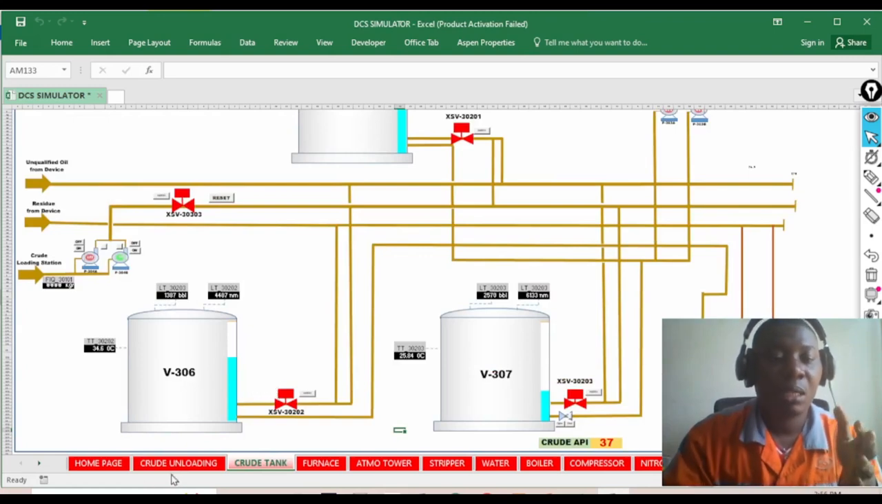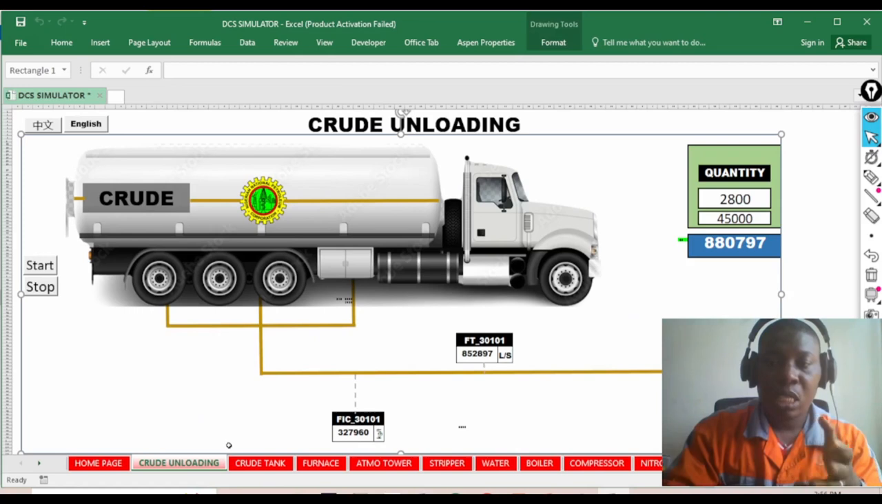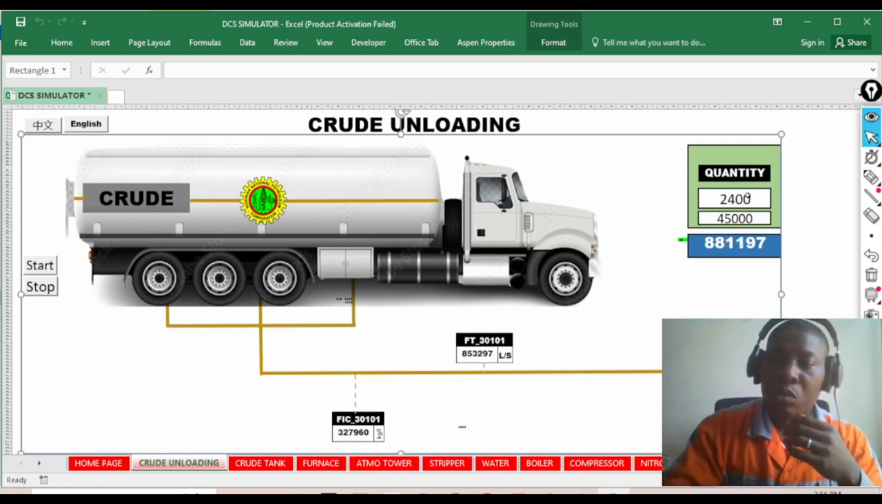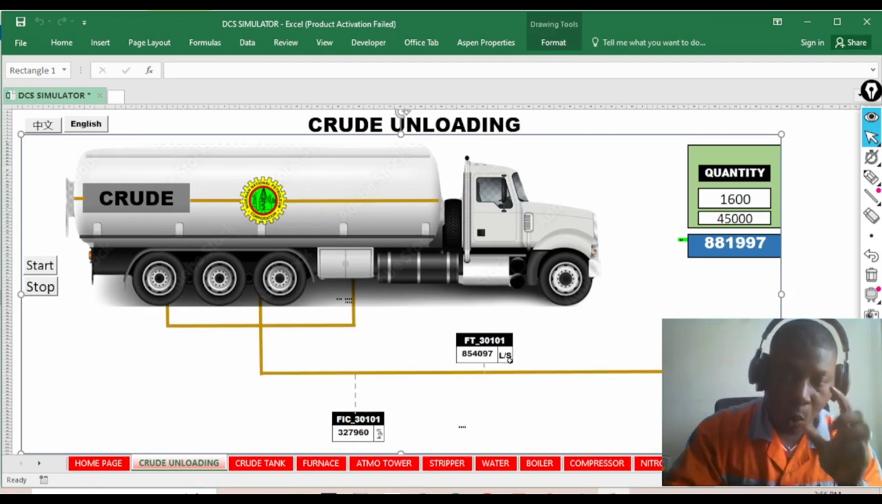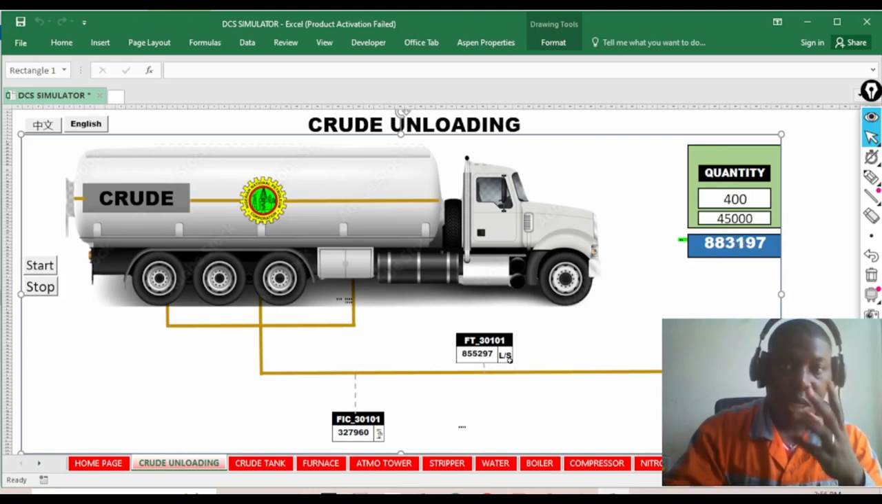Okay, so let's see what happens. We are at 2,400 liters. So when it gets to 100 liters, what it should do is what? Let's see.